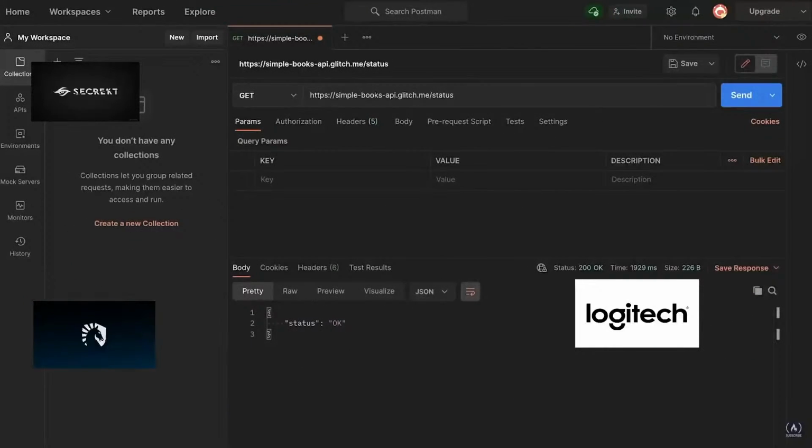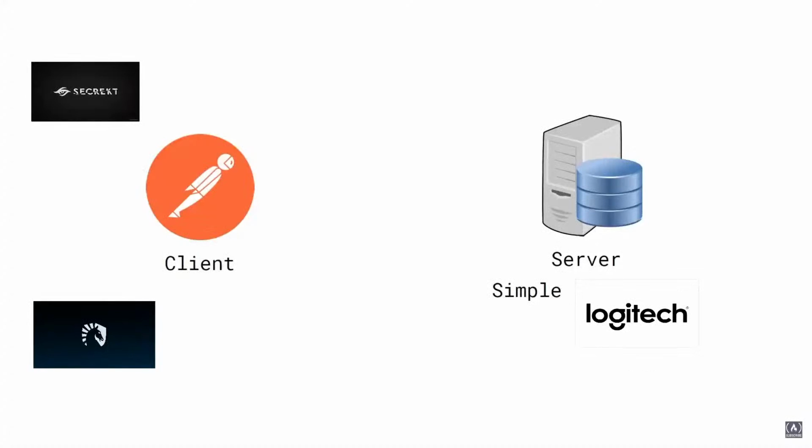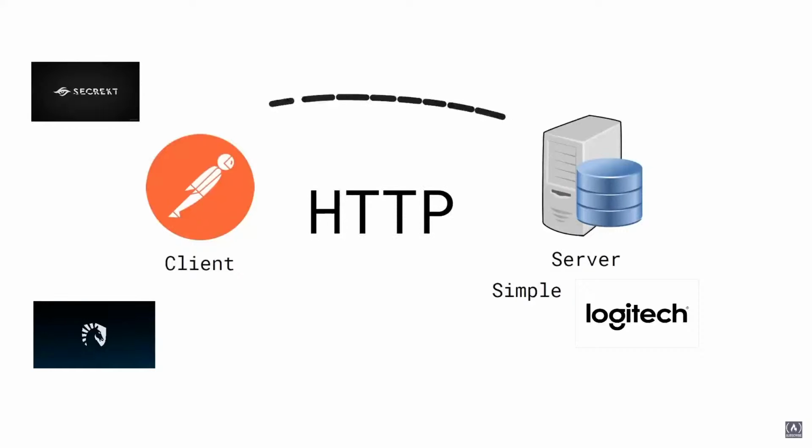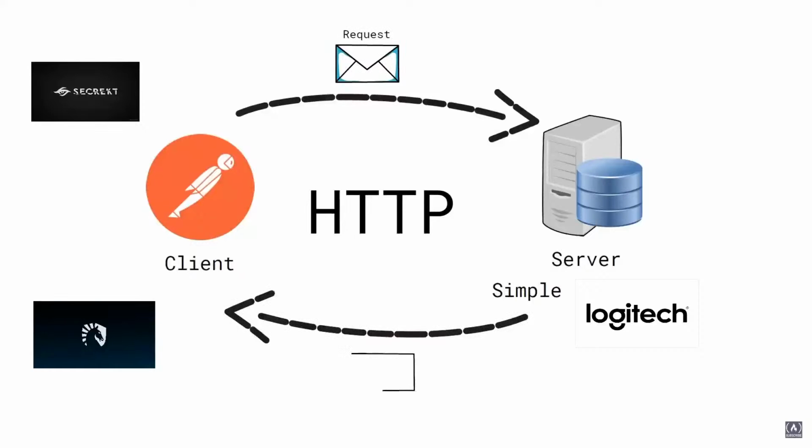Now, just to do a bit of HTTP recap. In our communication between the client and the server, in this case, the client is Postman and the server or the API is this Simple Books API, we are using HTTP messages. The HTTP message that goes from Postman to the API is called a request, and what is coming back from the API is the response.